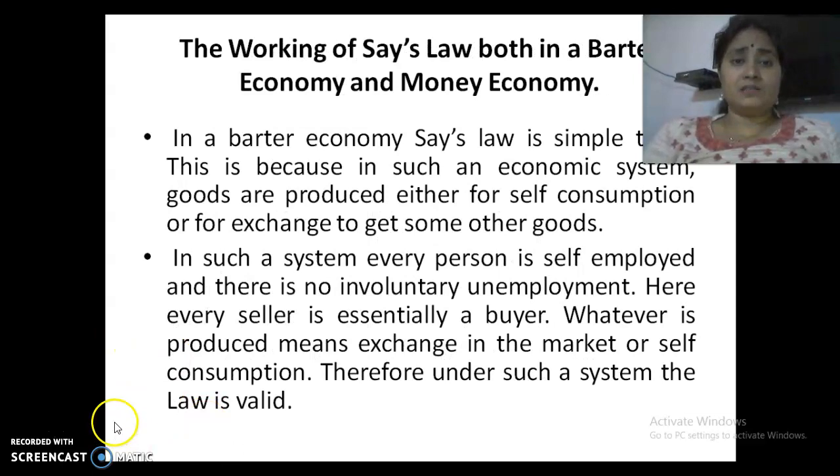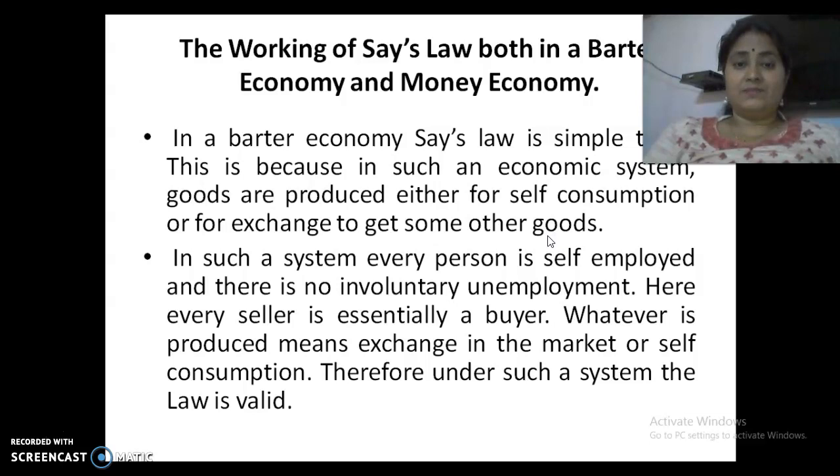Under such assumptions, we discussed the working of the Say's law in both barter economy as well as monetary economy. In a barter economy, Say's law is a simple truth. This is because in such an economic system, goods are produced either for self-consumption or for exchange to get some other goods. So there is no overproduction. Whatever is produced will be sold in the market. In such a system, every person is self-employed and there is no involuntary unemployment.